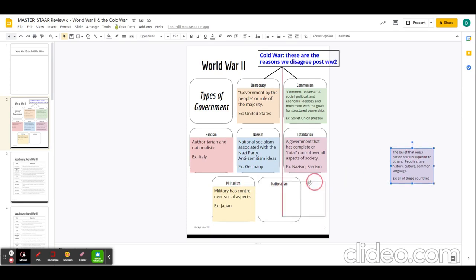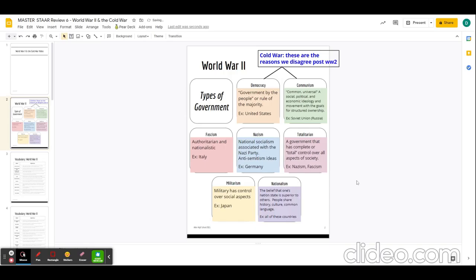And then our final term is nationalism. This belief that one's nation is superior to others. You have people who share a history, a culture, or common language, but it is this deep, intense pride in your country, that your country is the best. And then, of course, the way that you prove your country is the best is you have to defeat another country or expand your boundaries and become bigger than another country. And so this naturally is going to lead to these conflicts that we see that cause World War II.